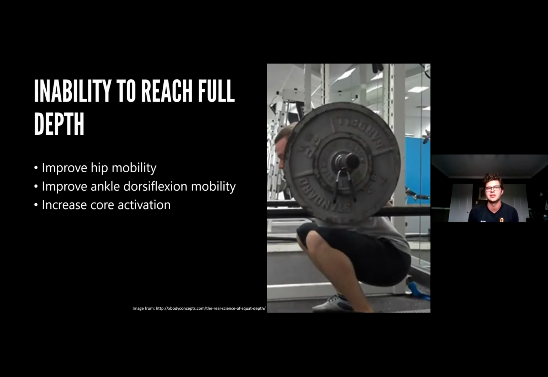it could be a result of poor hip mobility. They don't have the ability to flex at their hips as much as you need to. Again, dorsiflexion, we can't get our knees out in front of our ankles like we'd want to, or we can increase core activation. If our core's not activated, we're not rigid like we talked about earlier, then that weight can fold us over and impede our ability to reach depth.